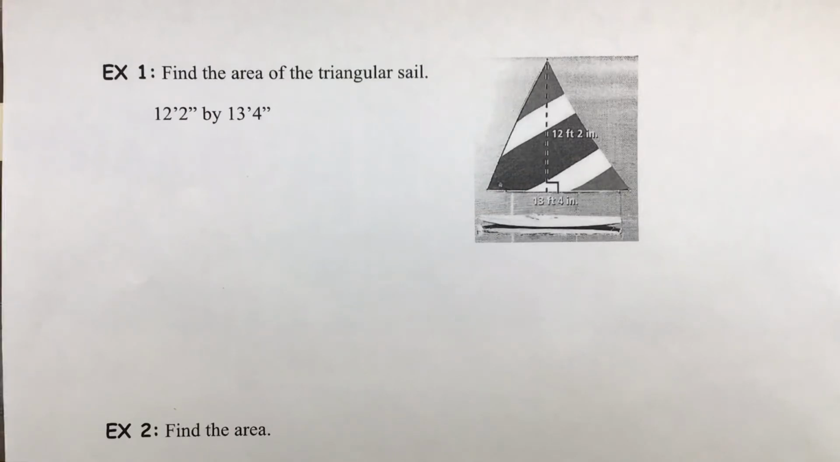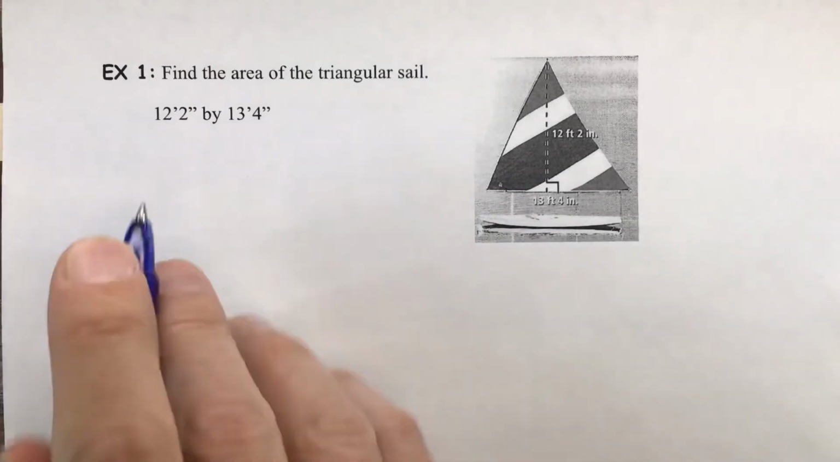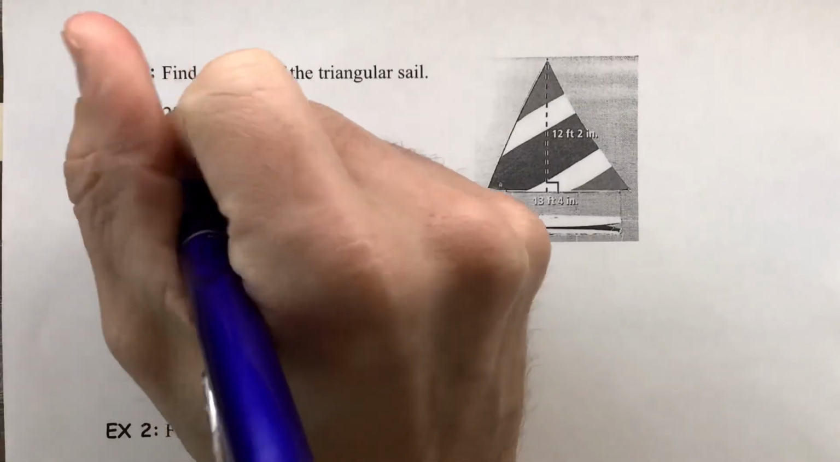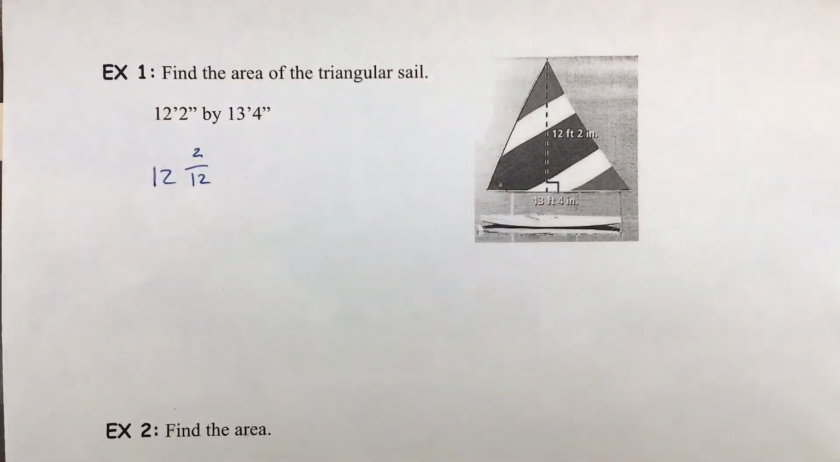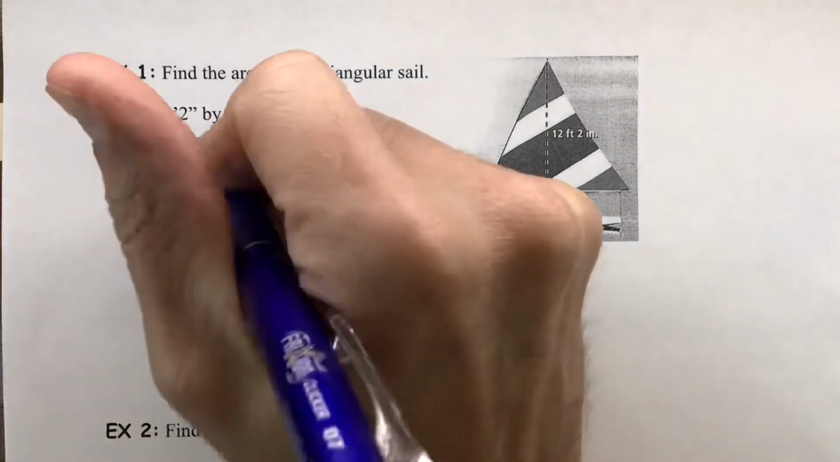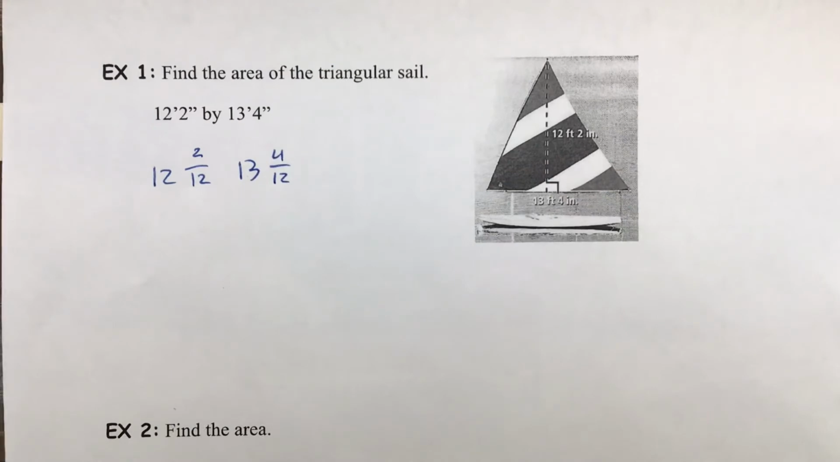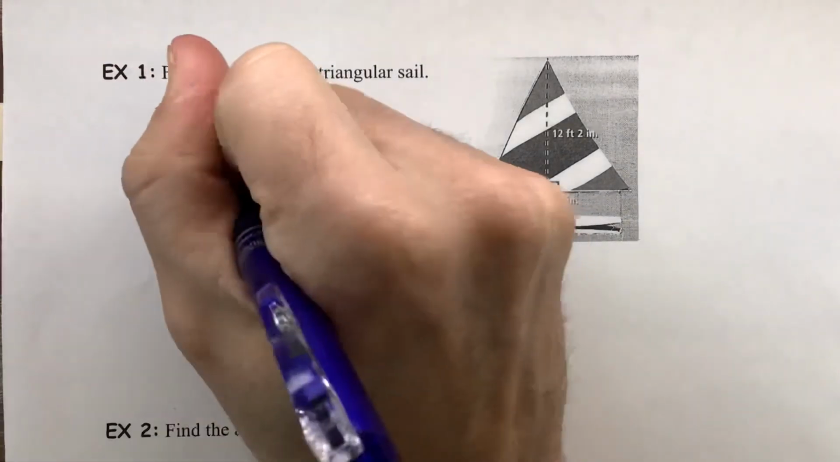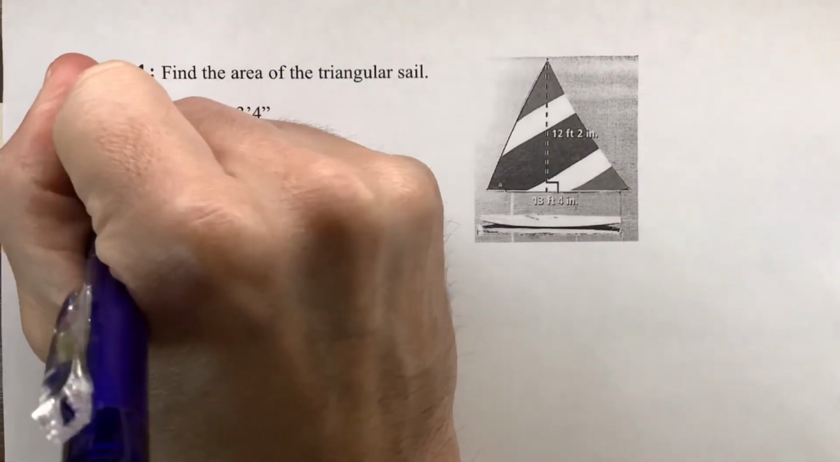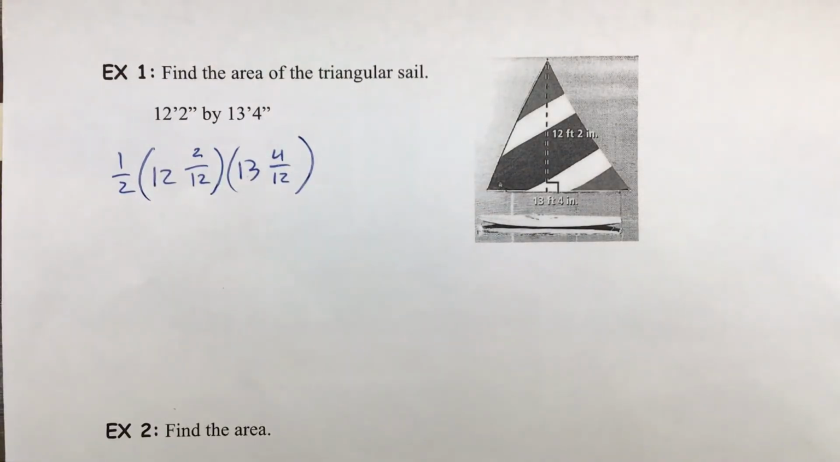There's a couple of approaches that you can take with this, but the one I'm going to begin with is thinking of these as mixed fractions. The 12 feet 2 inches is the same thing as 12 and 2 parts out of 12. You have 12 inches in 1 foot. The 13 feet 4 inches is 13 and 4 parts out of 12. So if I take their product and multiply that by 1/2, I do get the area.